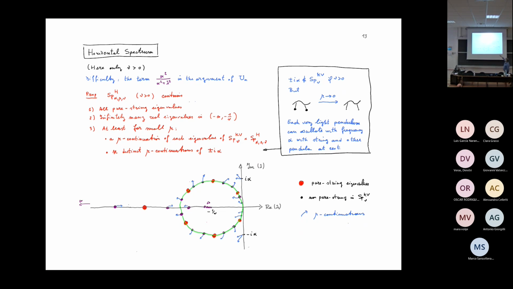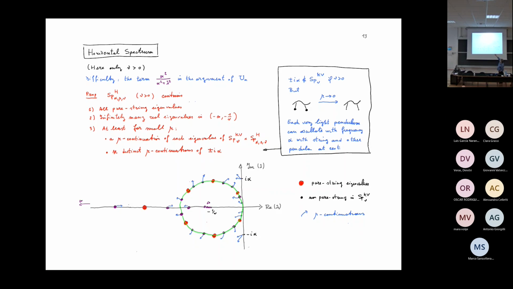Okay, so this is shown in this way. This is the spectrum of the Kelvin-Voigt string, so the string without the pendula. When I turn on the mass of the pendula, the pure string eigenvalues, the big red ones, remain fixed. The others move along curves. These curves are smooth, except if a pair of eigenvalues meet at a point and go out of the real axis. So they just move along curves.